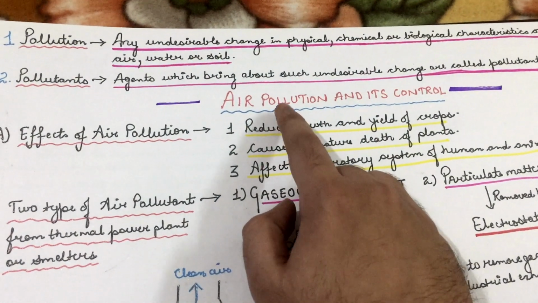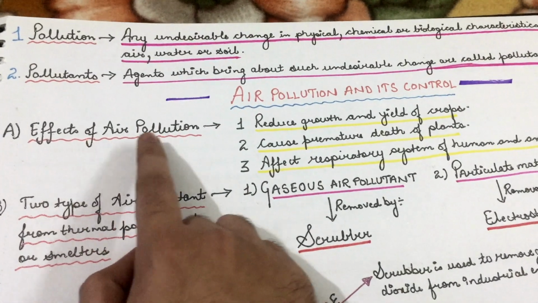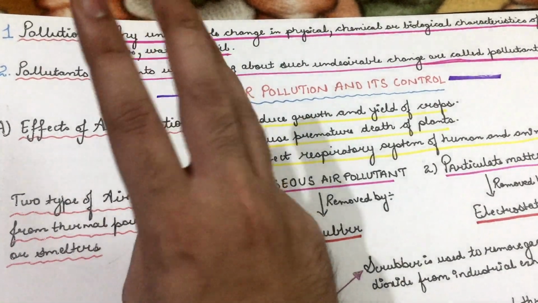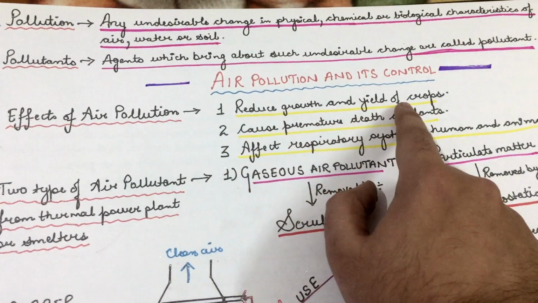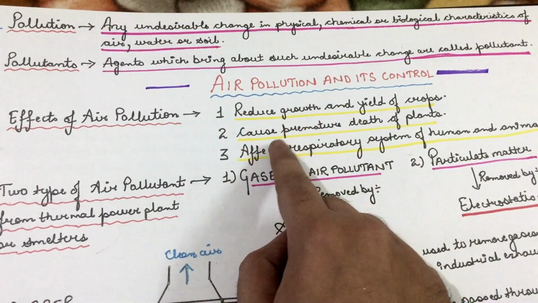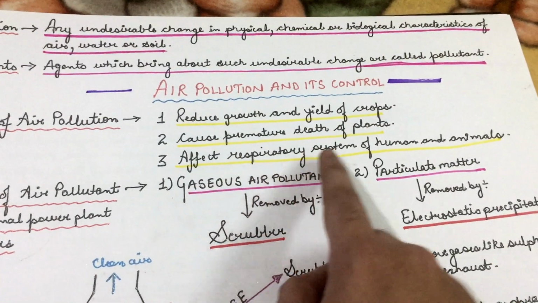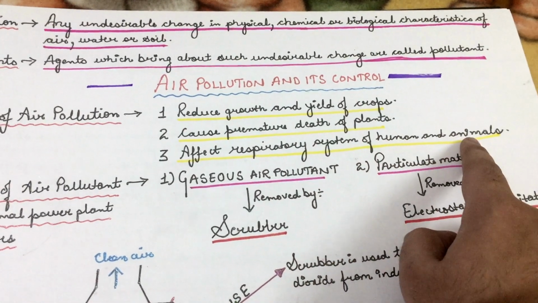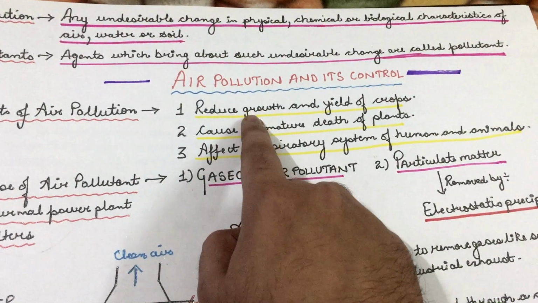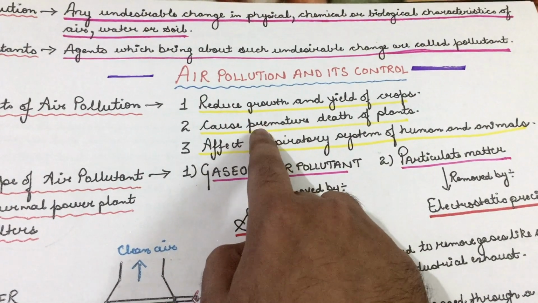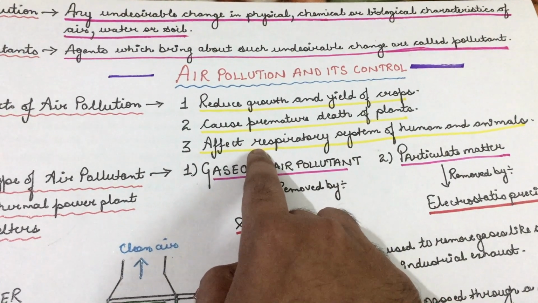Now, let us look at air pollution and its control. First of all, we will look at the effects of air pollution. Air pollution will cause three effects. Number one, it will reduce the growth and yield of crops. Number two, it will cause premature death of plants. And number three, it will affect the respiratory system of humans and animals.